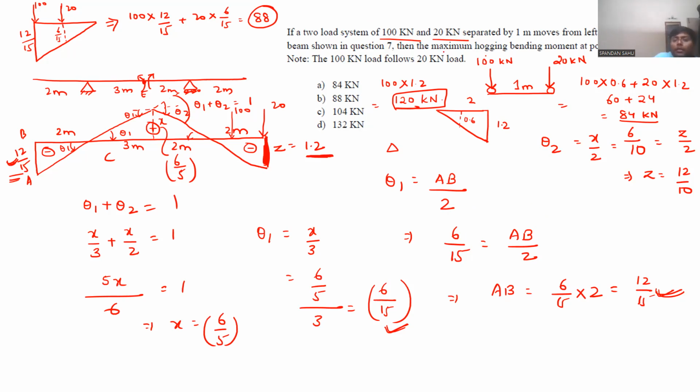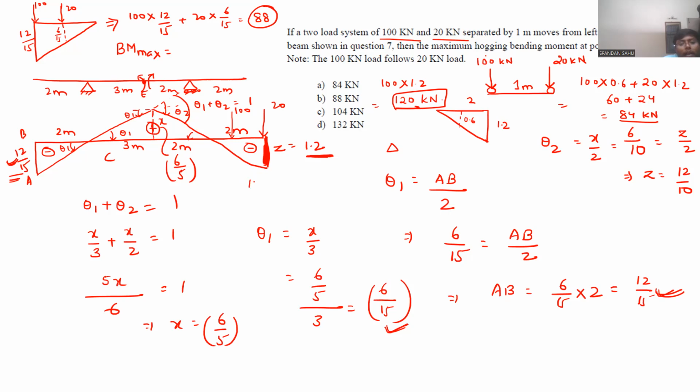Then let us put the load on the positive side and check if the maximum sagging bending moment is matching with any of the results or not. For this case, let us put 100 here, at the maximum positive ordinate.